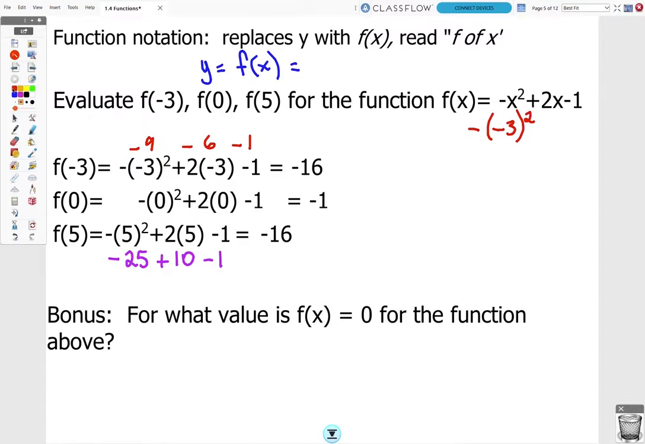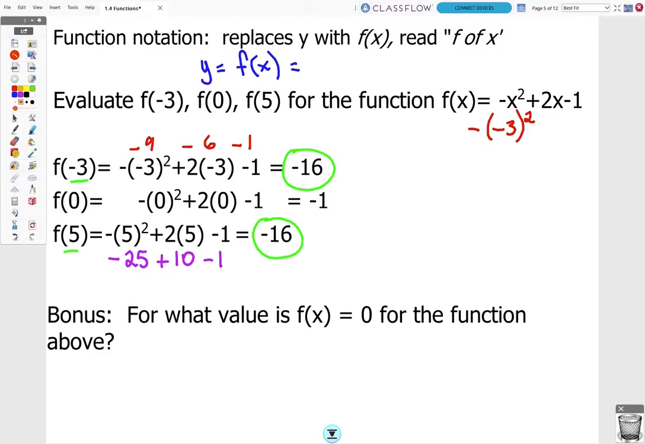Notice there's a similarity there. We had -3 for the input, and the output value was -16. We have 5 for the input, and the output value was -16. Is this a function? These two values repeated, does that make it a function?